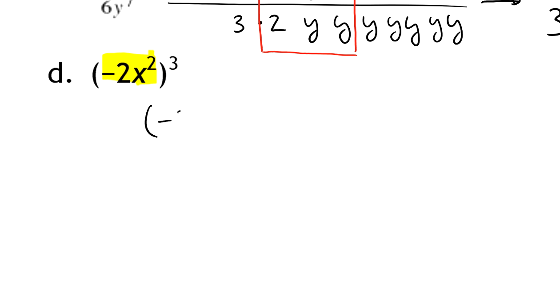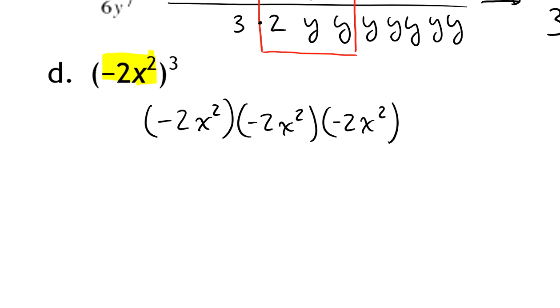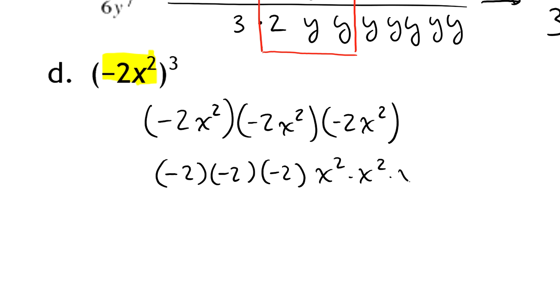So I've got a negative 2x squared, and I'm multiplying that by negative 2x squared, and then another negative 2x squared. So if I look at this now, right, it's only x squared in each one of those parentheses. It's not the negative 2 that's being squared, it's just the x that's being squared. And as far as the numbers go, I've got 3 factors of negative 2, so I'll write that out. Negative 2 times a negative 2 times a negative 2. And then I've got an x squared, and an x squared.